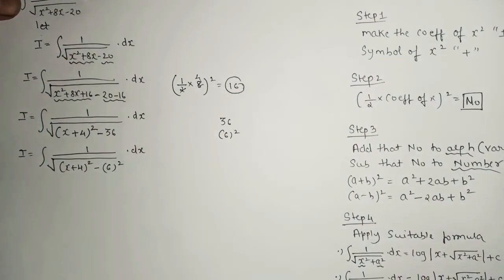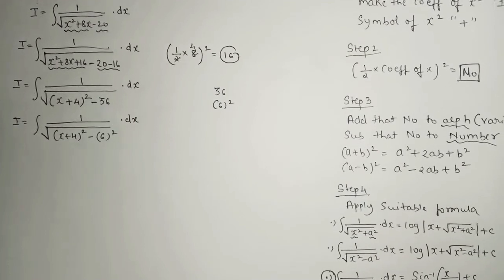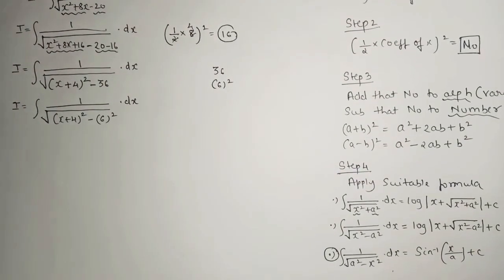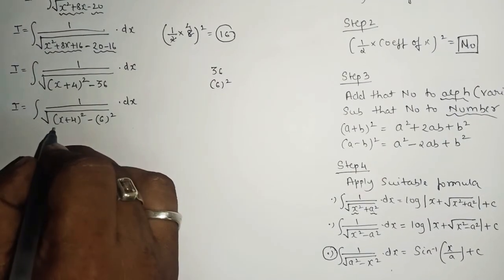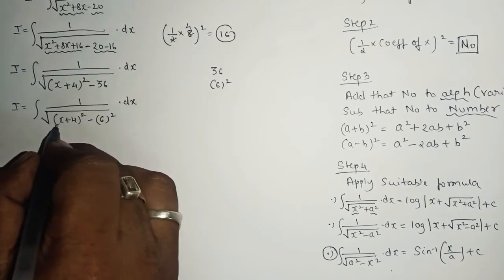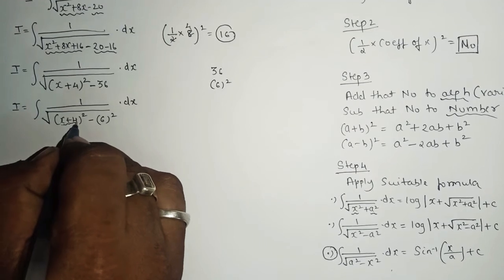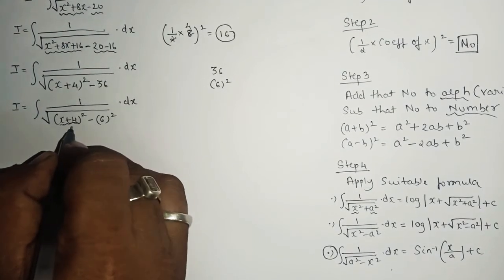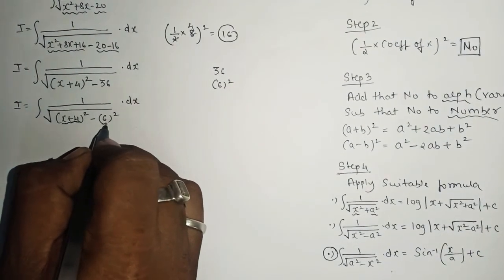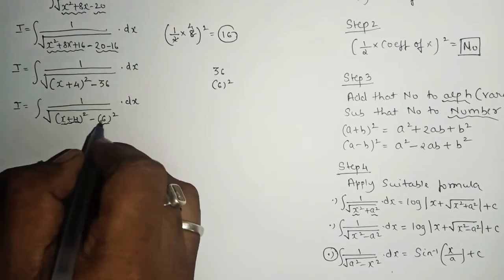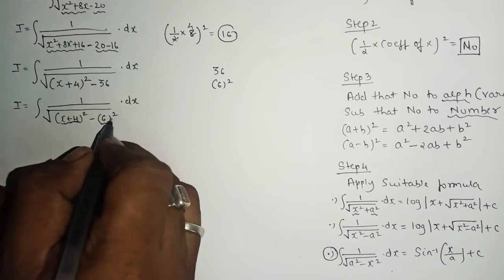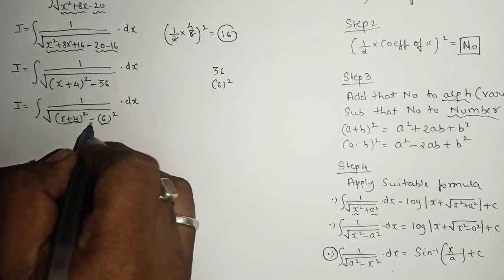Okay, now we'll guess which formula will come. As we know there are three formulas. First we'll check: 6 is a number, and x plus 4, this 4 is with x, so we'll consider this whole section as an alphabet, and 6 is a number, and here the connection is minus. We'll consider this section as x and the other as a, so here the connection is minus.